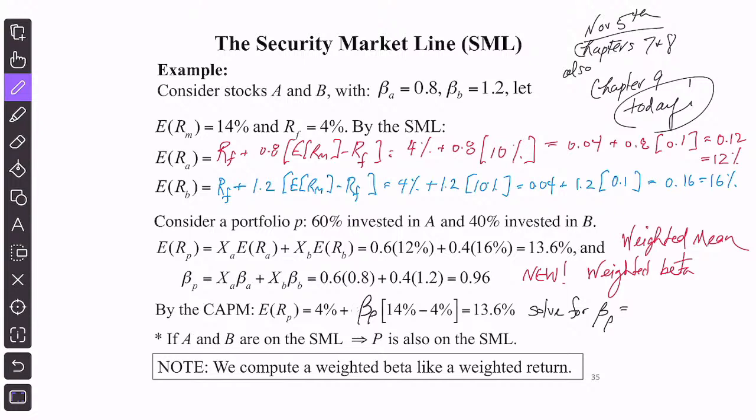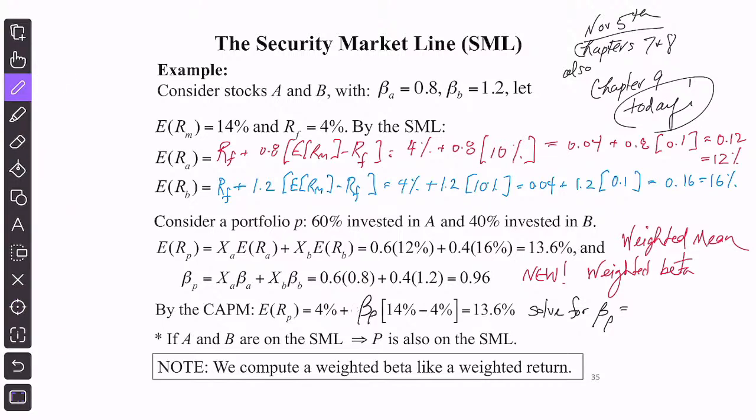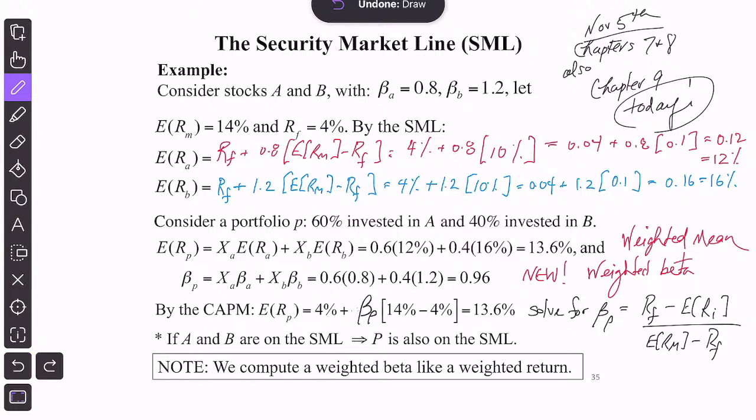So either for the return or the risk, you have two ways of finding them. Either you can use the weighted return or weighted beta, or you can use the CAPM in either case. To solve for beta using the CAPM, you're going to take RF minus the expected return to the asset, divided by the market risk premium. You don't have to memorize this formula. It's just an algebraic manipulation.